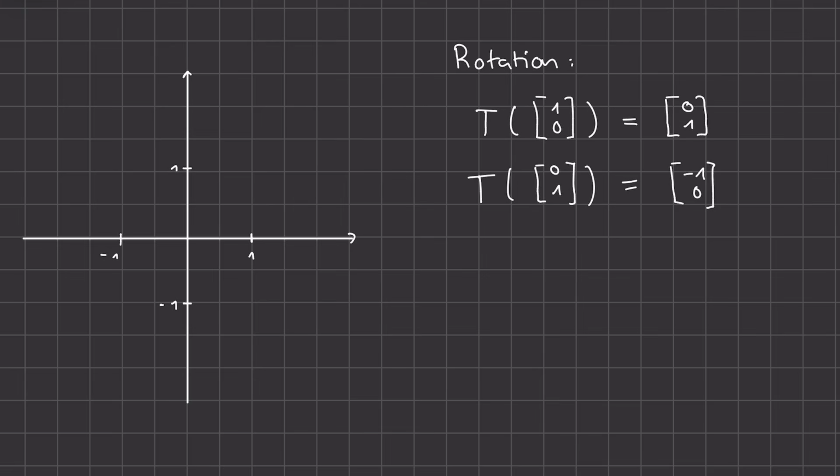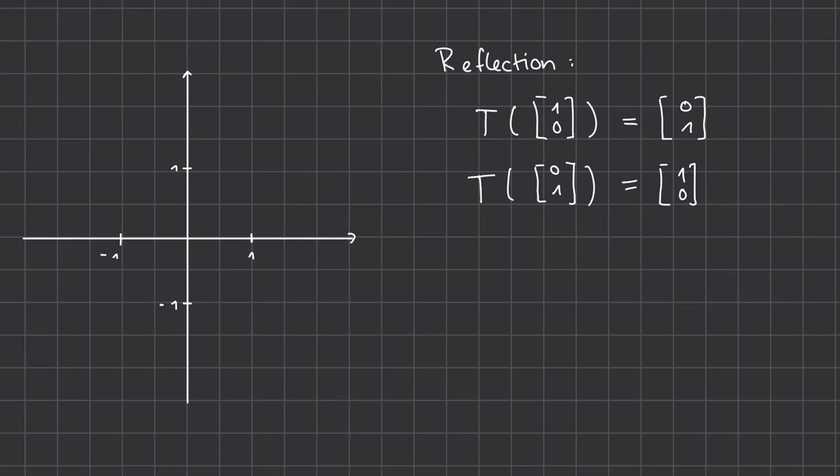In our second example, we'll look at the rotation. When we look at the basis vectors, so 1, 0 and 0, 1, we see that our first basis vector is transformed to 0, 1, so moving from this point to this one, and our second basis vector, this one up here, is moved to -1, 0, so here. And this is exactly our rotation.